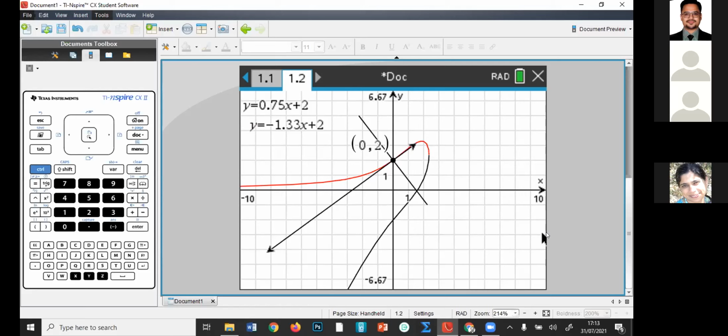Find the equation of normal. So we got this equation of normal. Part D says, find the coordinates of the second point at which the normal found in part C intersects C.